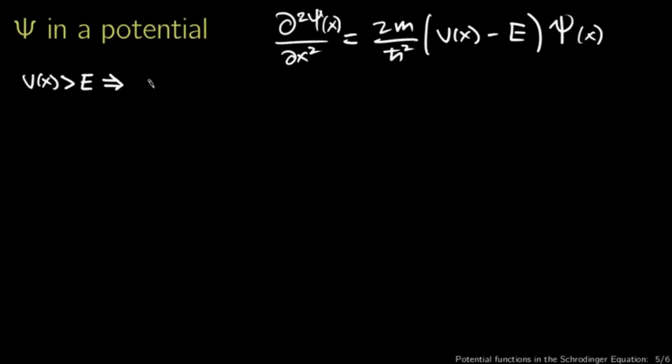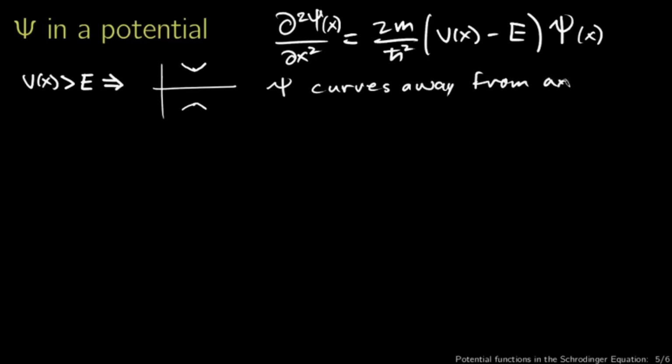Which means that if psi is, say, here, psi is positive, and it's multiplied by a positive number, then the second derivative is positive. It curves like this. Whereas if psi is down here, psi is negative, this is positive, the second derivative of psi is negative. It curves like this. What this means is that psi curves away from our axis, away from this psi equals 0 line.